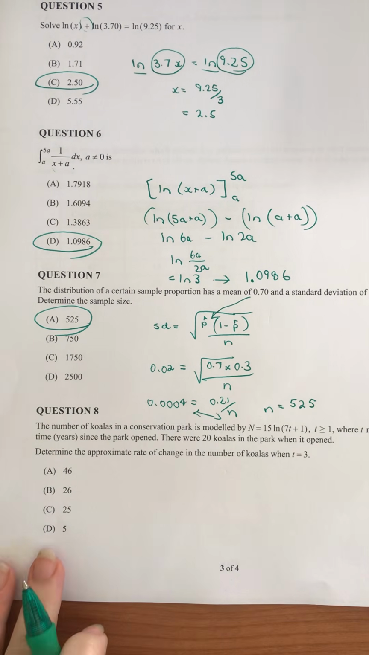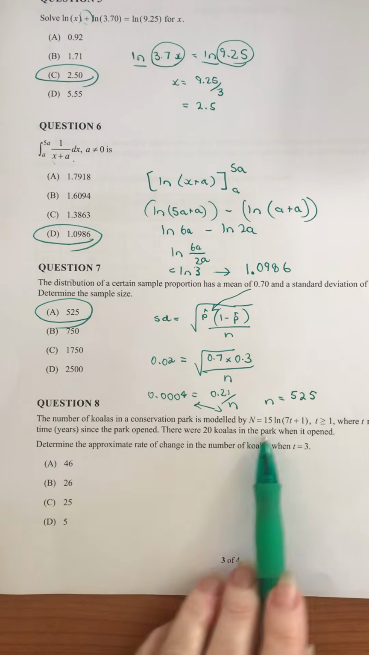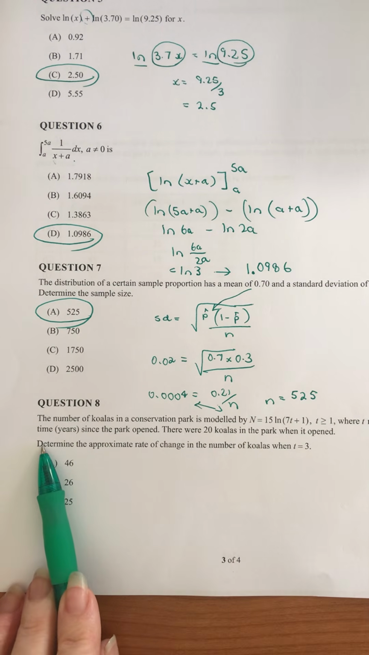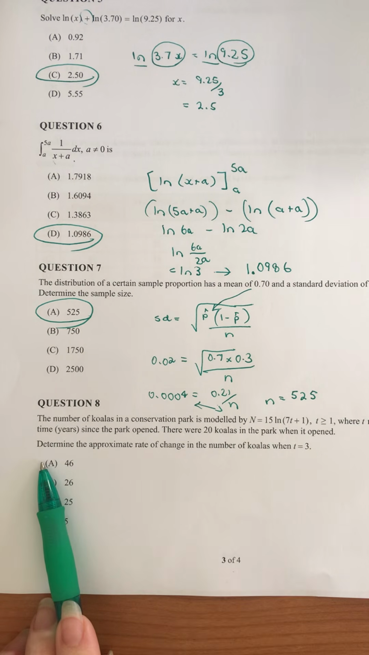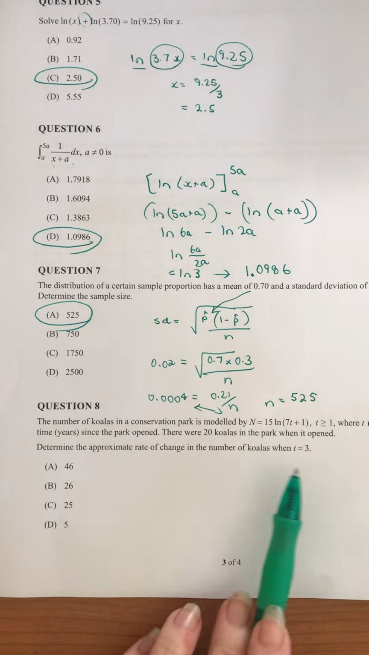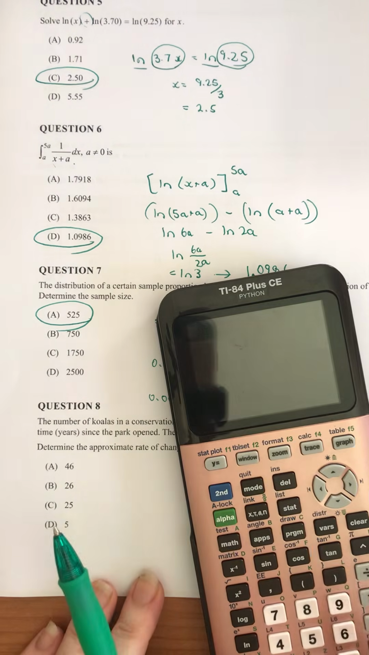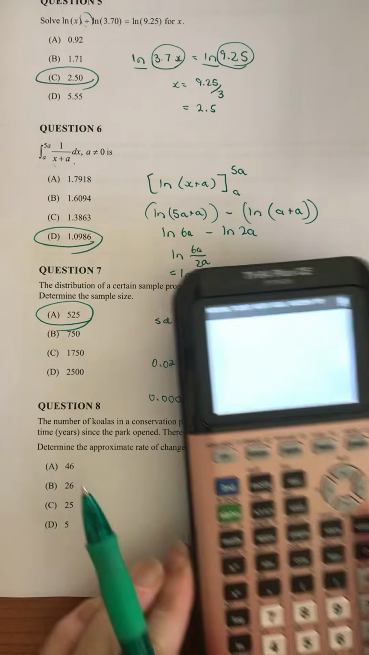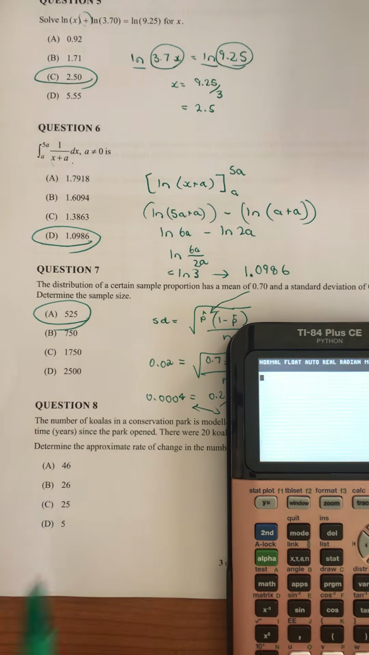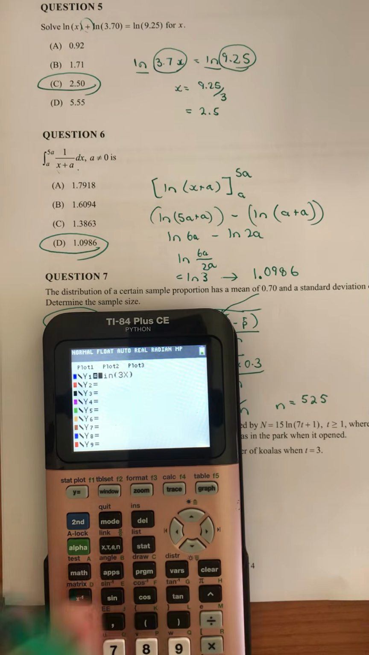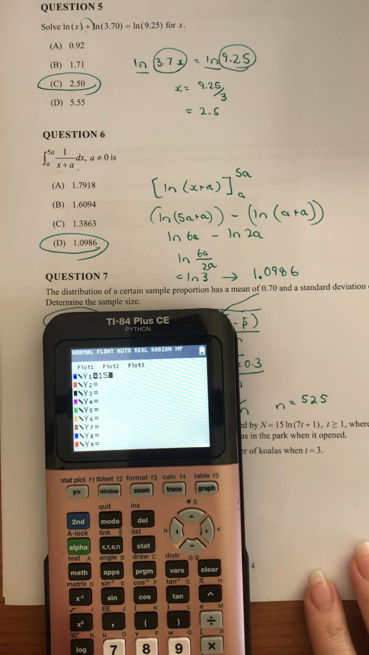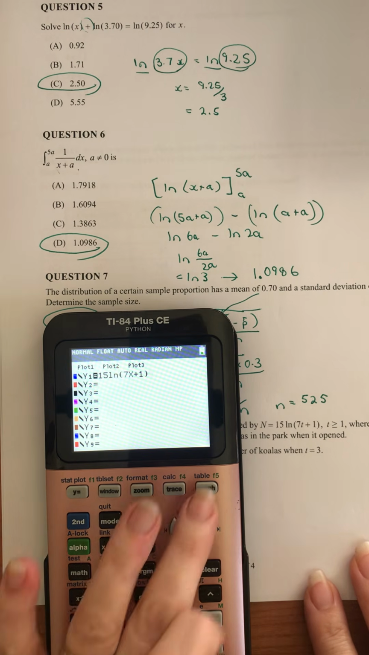Question 8. We've got the number of koalas in a conservation park modelled by this. Then we've got, there were 20 koalas in the park when it opened. We don't really need that. Determine the approximate rate of change in the number of koalas when t equals 3. So this is one where I'm just going to pop that into my calculator again, like I did for, I think it was question 1. Then we've got our y equals 15 ln of 7x plus 1, and we'll graph that.